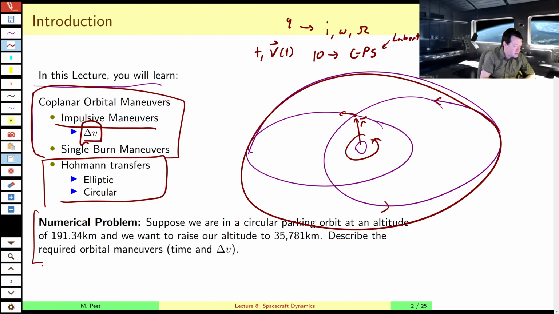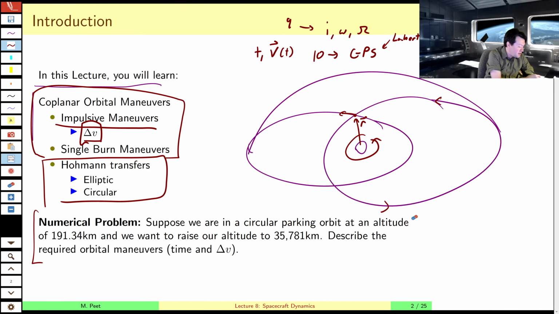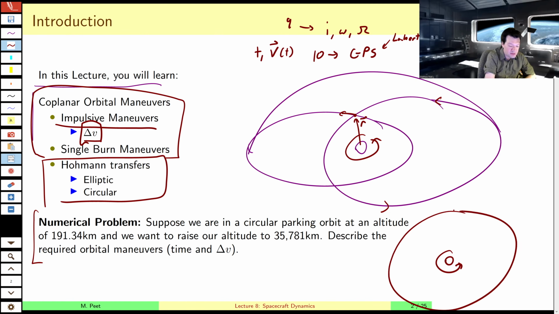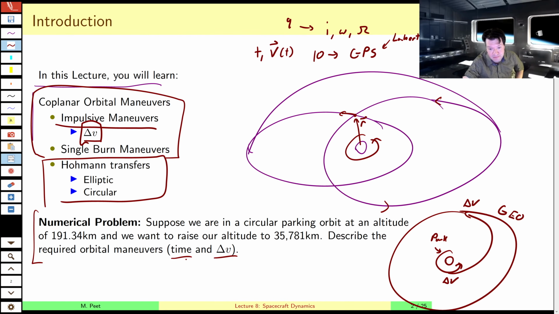So just to illustrate, here we have an example problem. Suppose we're in an initial circular parking orbit around the Earth, circular motion, and we want to get to GEO. So this is perhaps the most prototypical example. So what's our sequence of delta V burns to get us from the parking orbit to our geosynchronous orbit? Let's call it GEO. So specifically, what are our delta V's, and how long is this transfer going to take? We'll consider both of those questions.